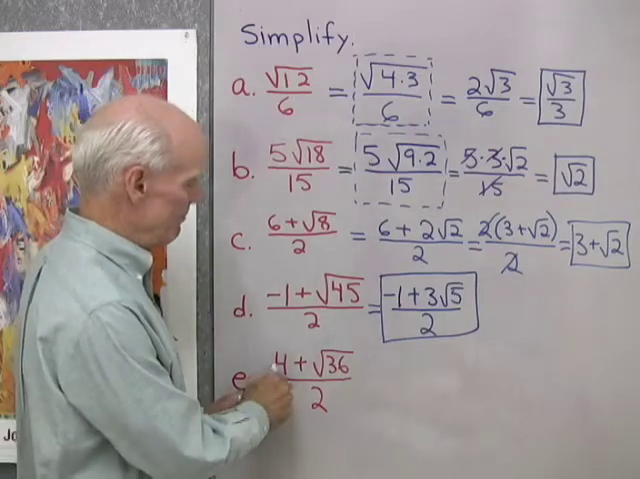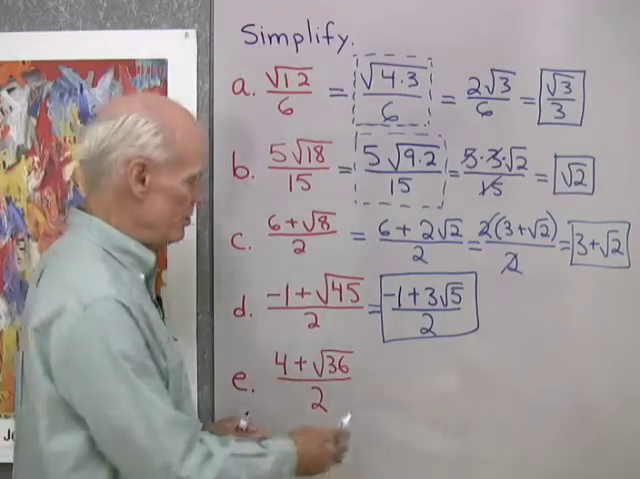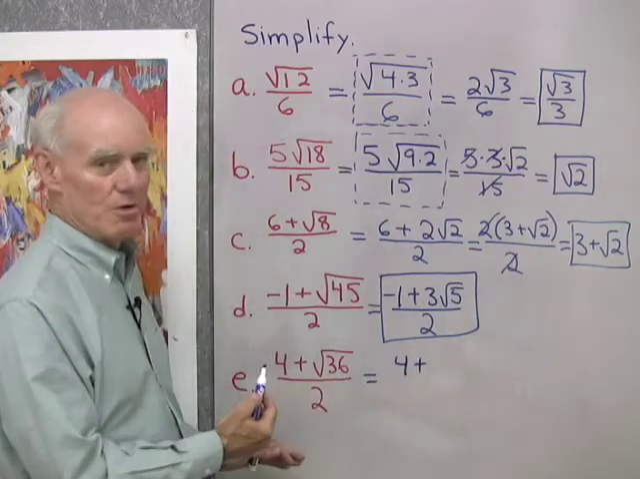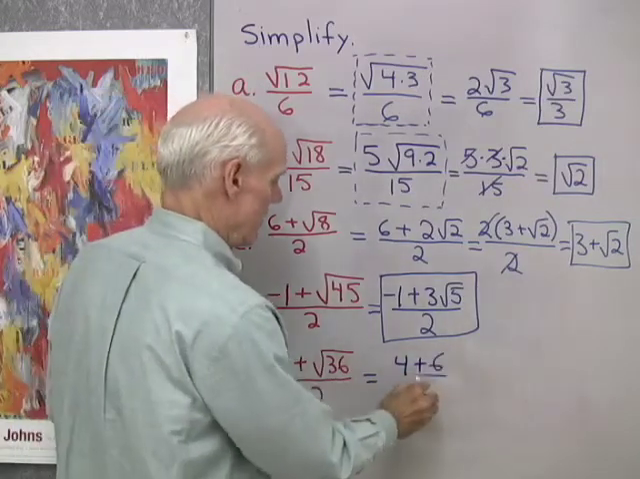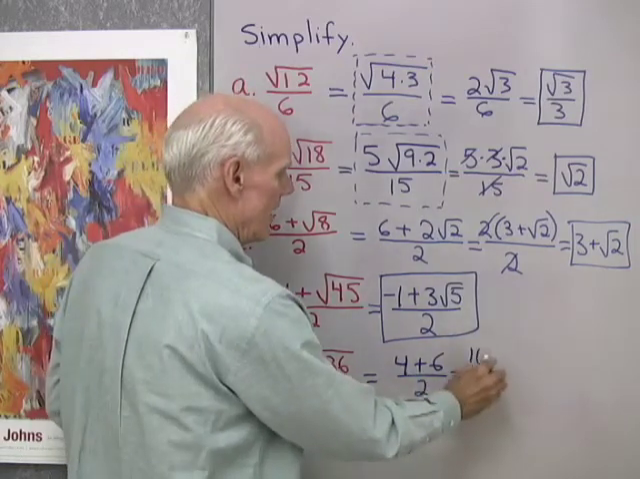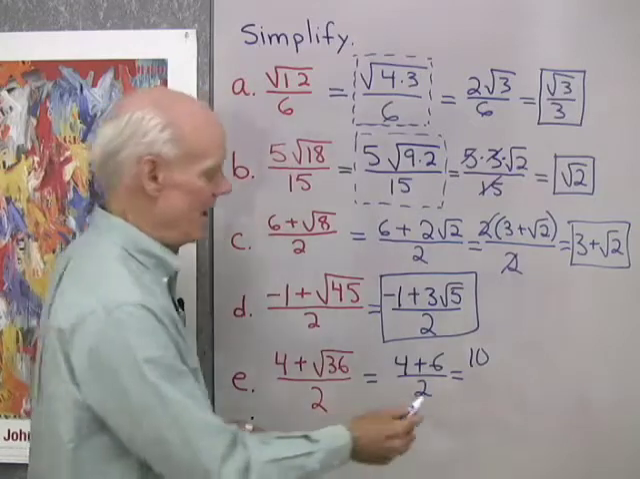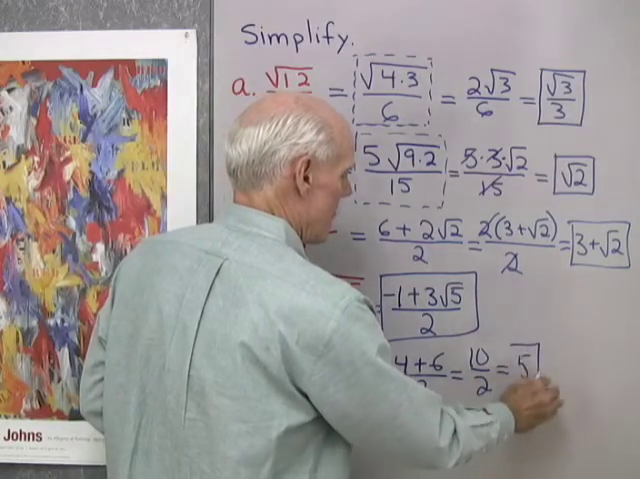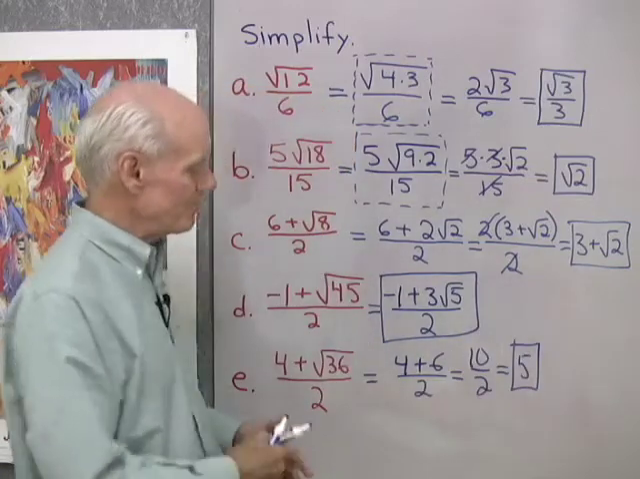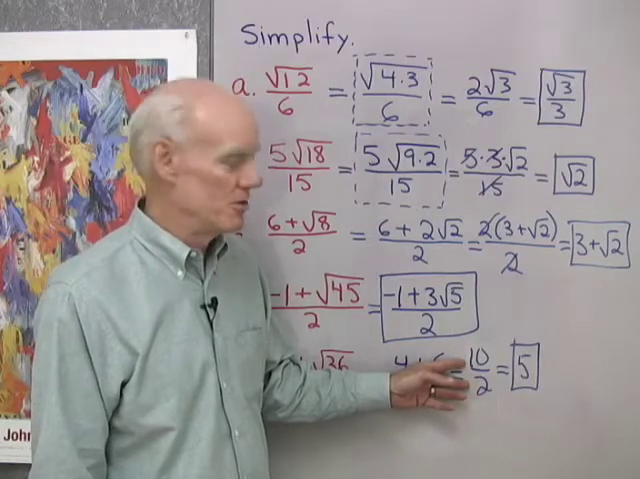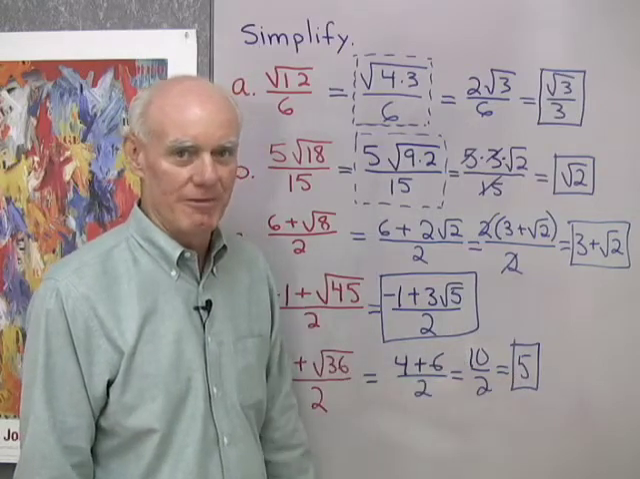Okay, one last problem. 4 plus square root 36 over 2. That's going to be 4 plus the positive square root of 36 is 6, all divided by 2. Now I can actually add the numbers in the numerator and get 10 divided by 2, which turns out to be 5. Okay, so that problem just turns into a little division problem, or you can think of it as reducing to lowest terms, end up with just the number 5.